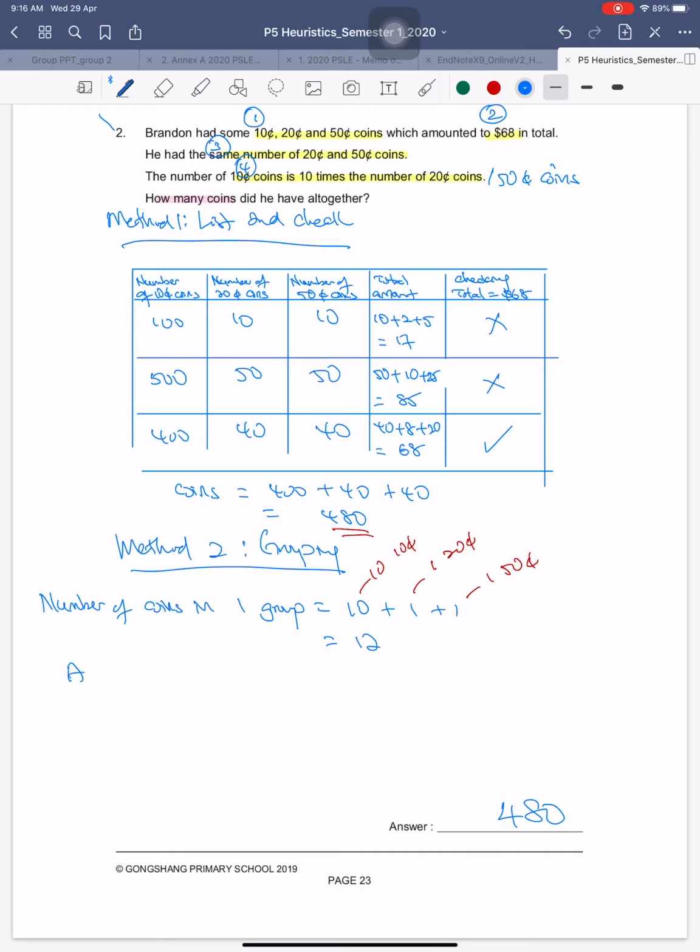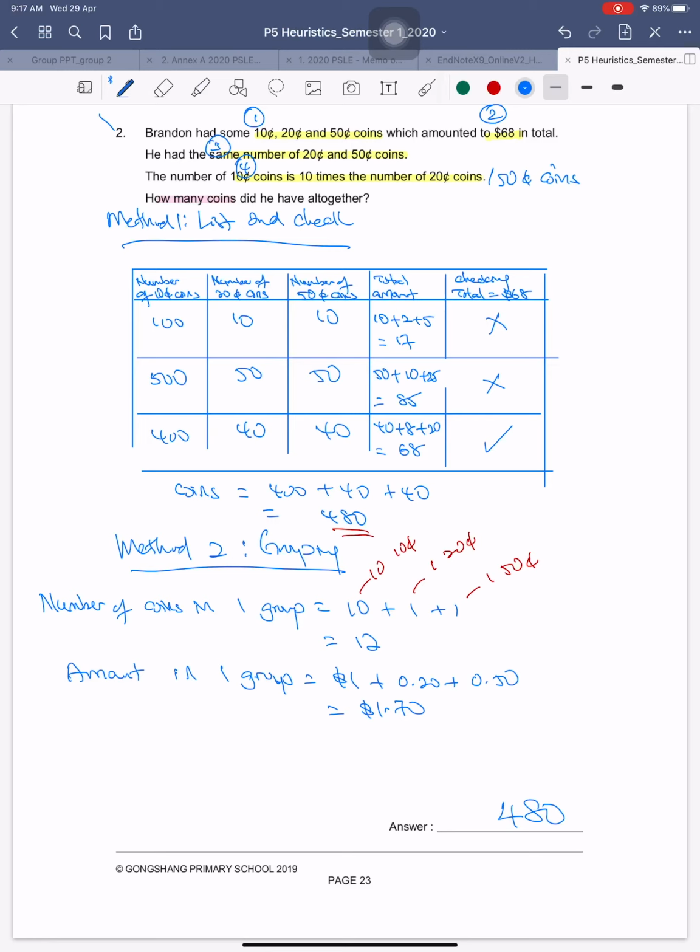And what is the amount in one group then? So it's 10 cents. Oh, sorry, it's not 10 cents. It's 10 times 10 cents. So it's $1 plus 1 20-cent coin and 1 50-cent coin. So it's $1.70. So now I know my one group is actually 12 coins, and the amount of one group, the 12 coins, is actually $1.70.